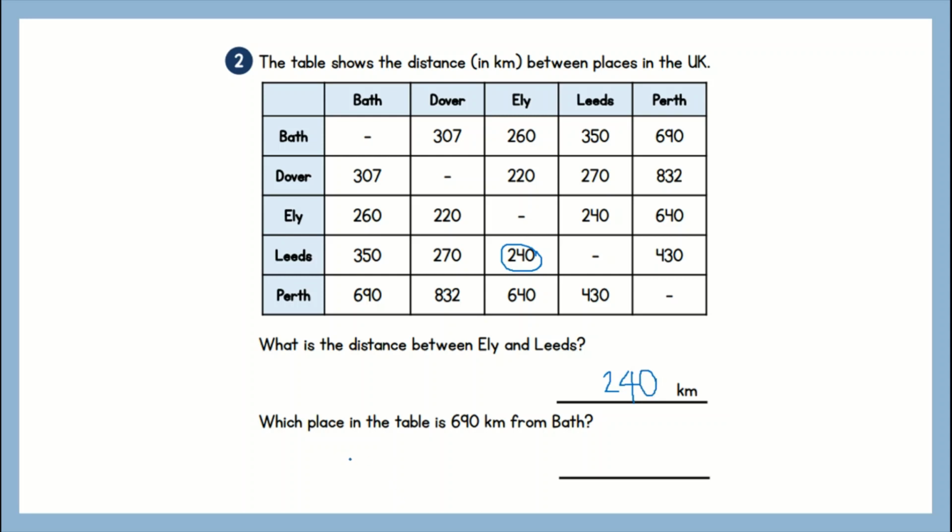Which place in the table is 690 kilometres from Bath? So we're going to go into the column for Bath, and we're going to see where the number 690 is. It's here, and it's Perth. Our answer would be Perth.